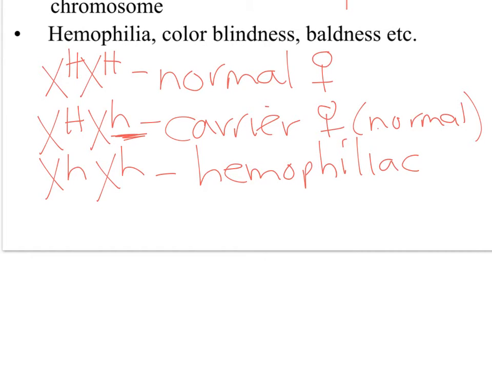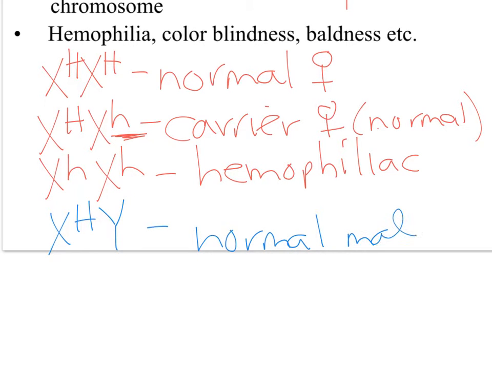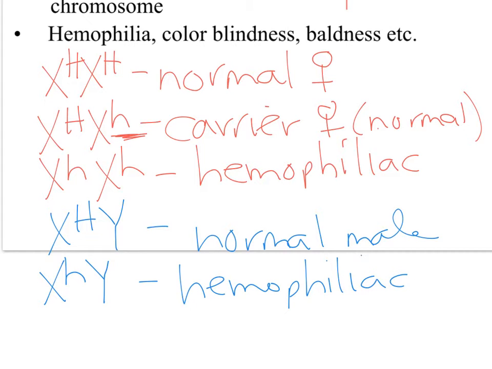All right, and so for males, males only have 2 genotypes possible. They can be X big H Y and be a normal male, or they can be X little h Y and have the disease. They're called a hemophiliac. Okay, so those are the genotypes that you would use in a genetic problem.